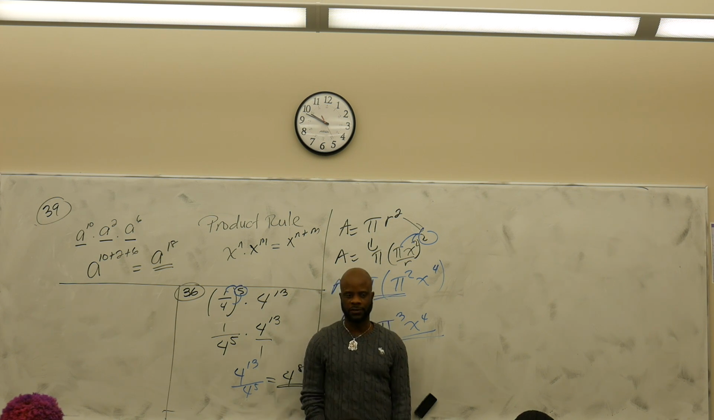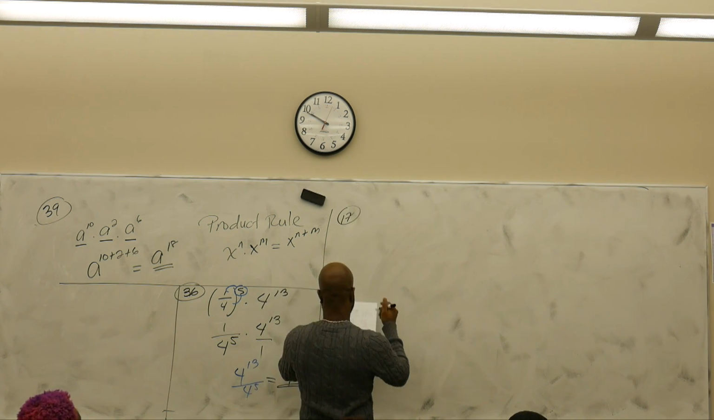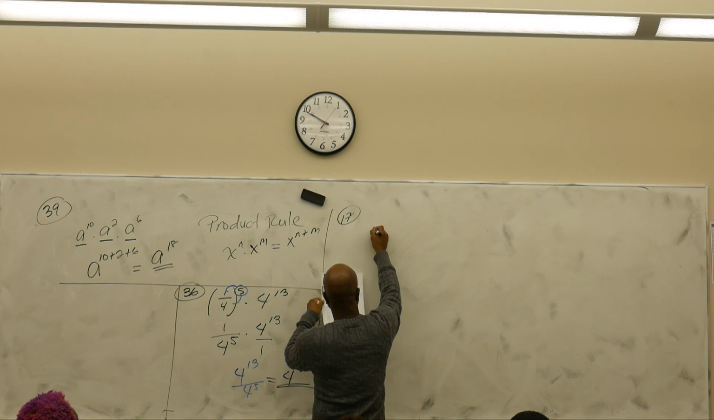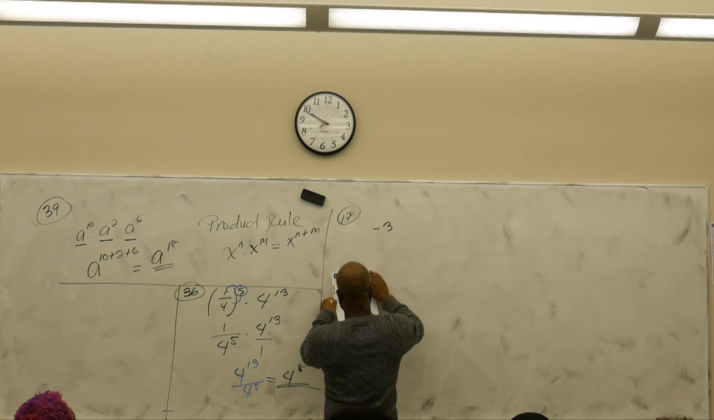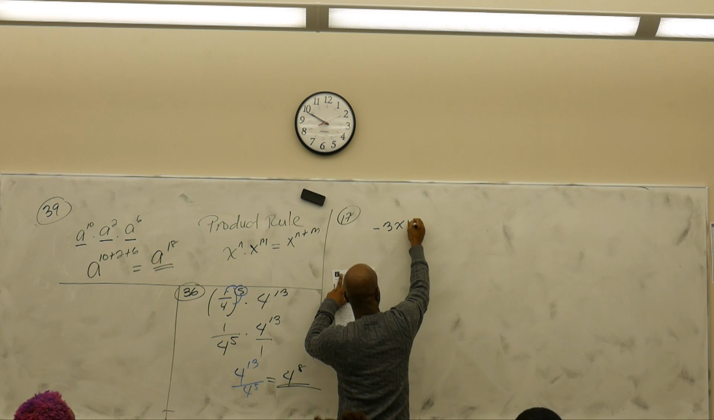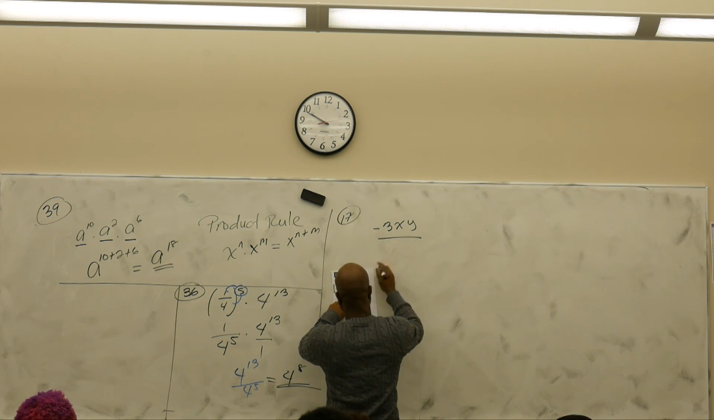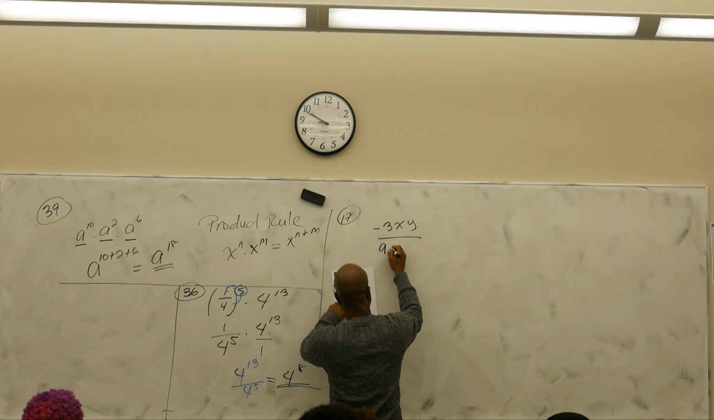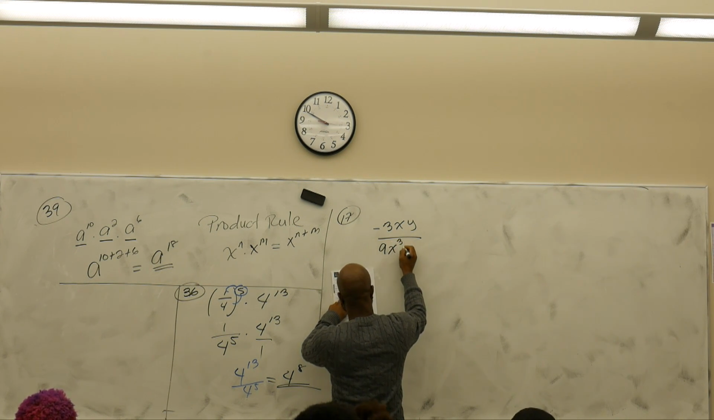All right, questions? So, negative 3xy divided by 9x cubed.